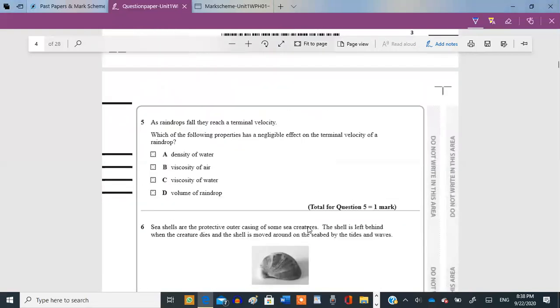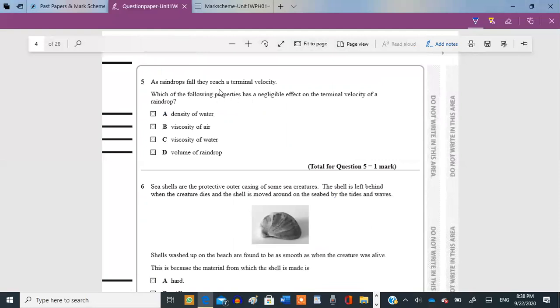Then 5. As raindrops fall, they reach a terminal velocity. Which of the following properties has a negligible effect on the terminal velocity of the raindrop? Terminal velocity is the constant velocity which is reached when the upward resistive forces balance the downward weight of the object and net acceleration becomes 0. Now they want us to identify which of these is not going to affect or has negligible effect on the terminal velocity. Density of the water in the raindrop, will it have any effect? Well, we don't know.